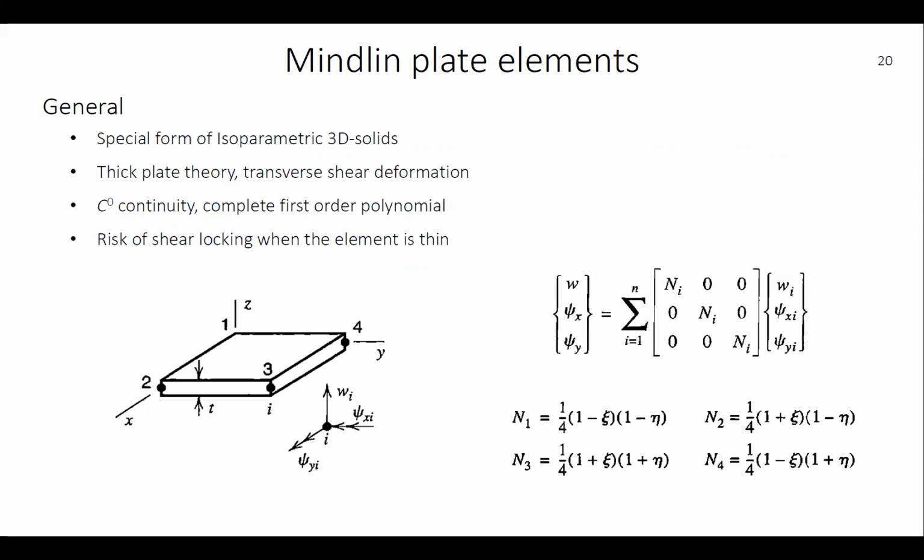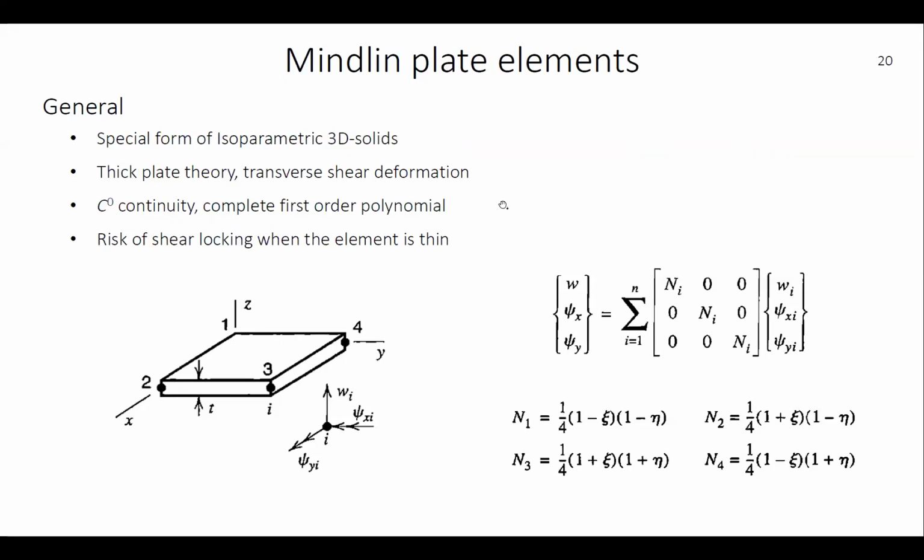It could be considered as a special form of isoparametric 3D solid elements. Solid elements only have translational degrees of freedom, but they are also defined through the thickness direction, which can be considered as an extension of the 2D plane stress problem. And then we can also describe it using the thick plate theory, including transverse shear deformation. So there are different formulations for the Mindlin elements.